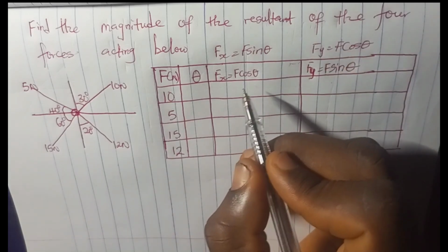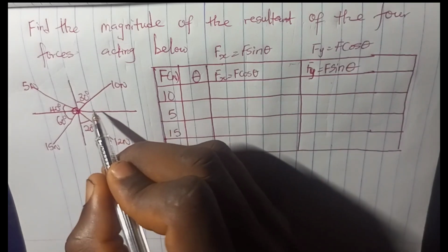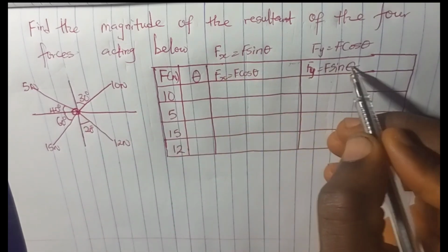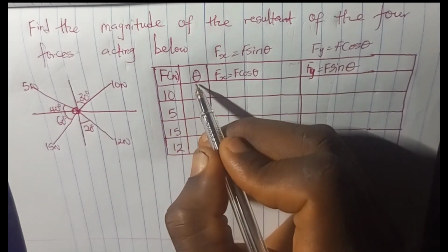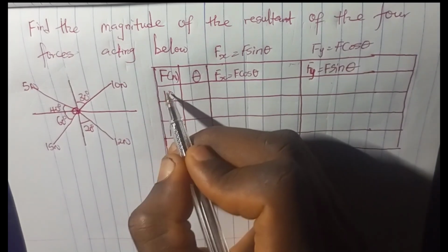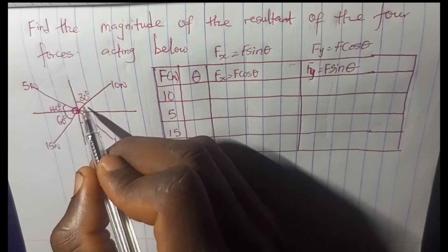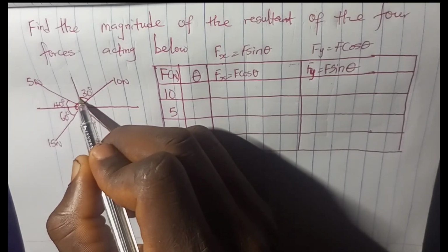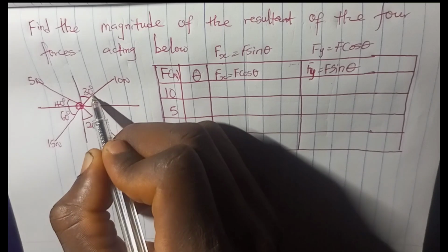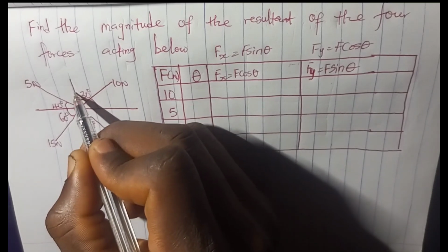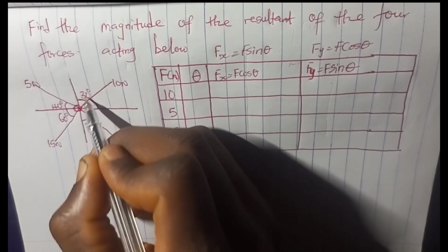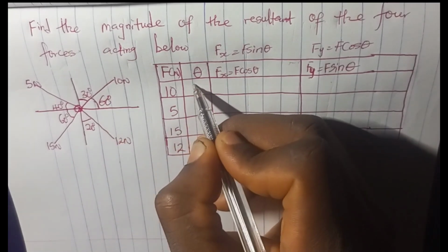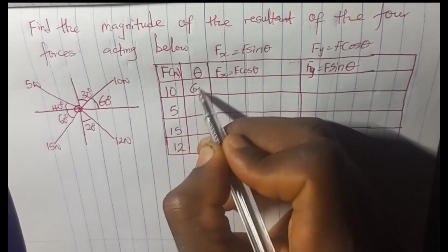So, for the 10 Newton, what's the angle of inclination? Since we are using these two formulas, theta is inclined to the horizontal. What's the angle of inclination of 10 Newton to the horizontal? Now, this 30 degrees that they gave us is the angle of inclination to the vertical. So we need the one to the horizontal. Remember that from here to here is 90 degrees. So 90 minus 30 degrees will give me 60 degrees. So the angle of inclination of 10 Newton to the horizontal is 60 degrees.